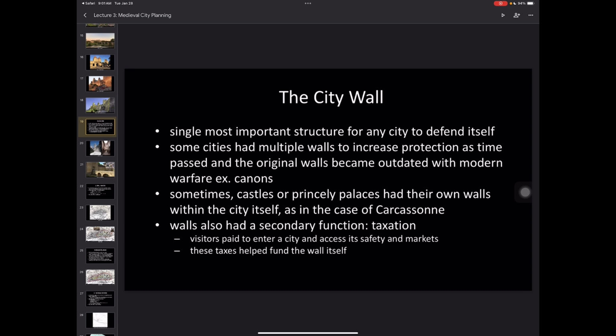And then we also have to remember that our walls do have a secondary function, which is taxation. So it's not just for protection, it's also to generate money, to build new walls, to continue protecting yourself, right? So how does that work?